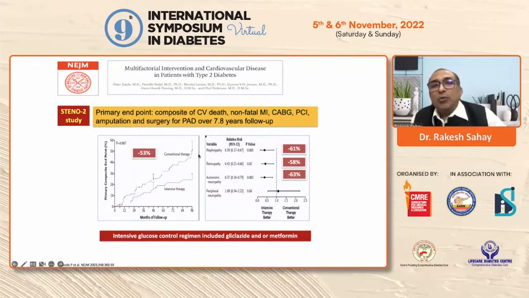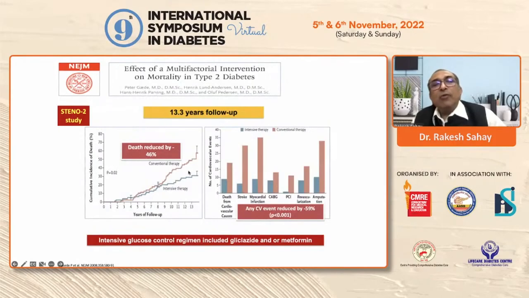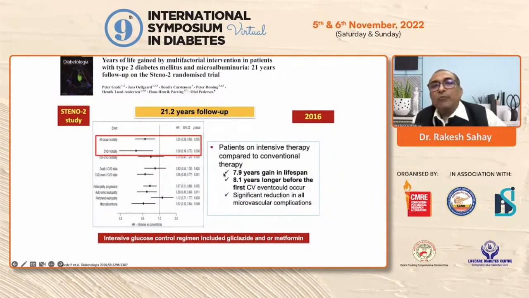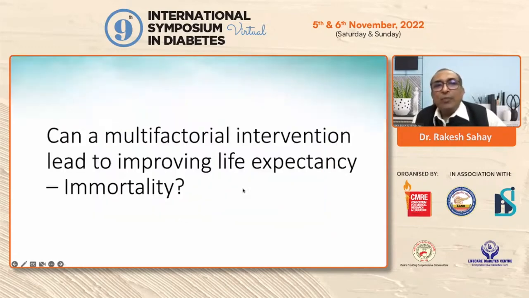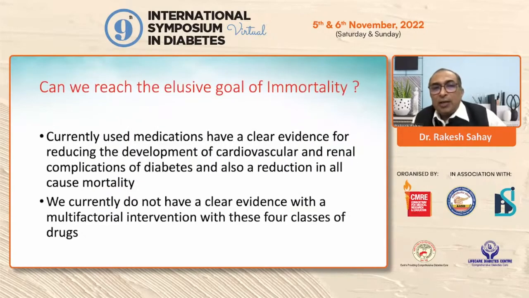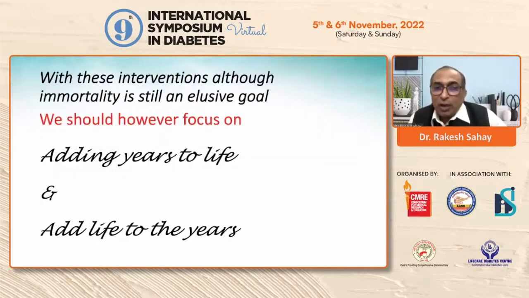that there was at least a clear 12 years gain in life expectation with the use of a multifactorial intervention. On the 21 year follow up, we find that there was an improvement in lifespan by almost 7.9 years, and the first CV event was postponed by almost 8 years. So this clearly shows that, although we don't have an intervention of this sort looking at the addition of an SGLT2 inhibitor and a GLP-1 analog to the existing therapies, a study like the Steno-2 study gives us a clue that we can add years to life, and we should also be happy that we are able to add life to the years.